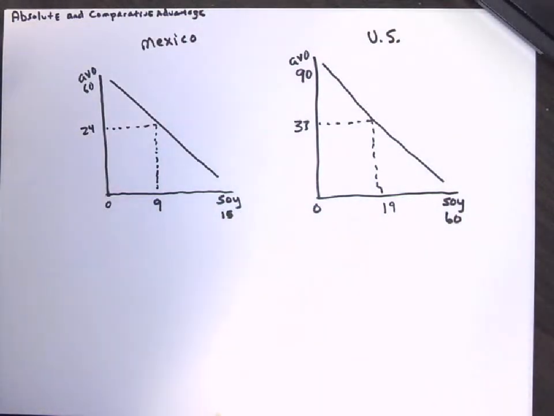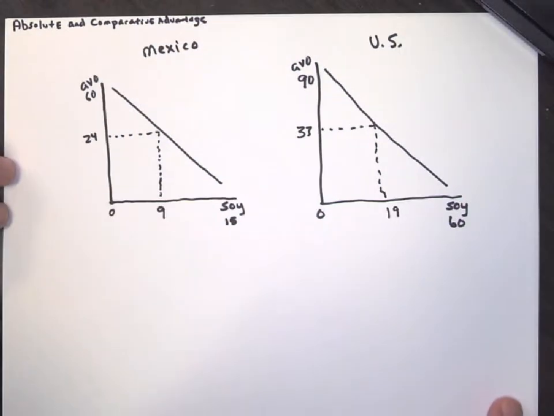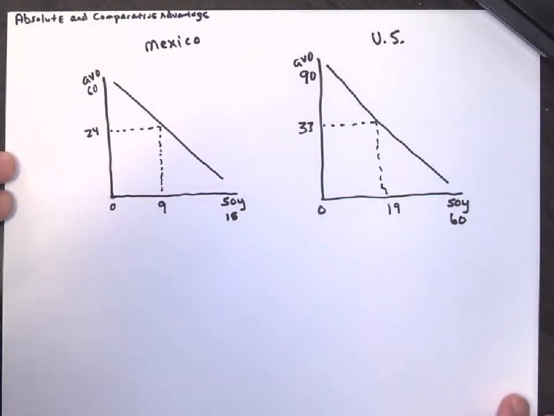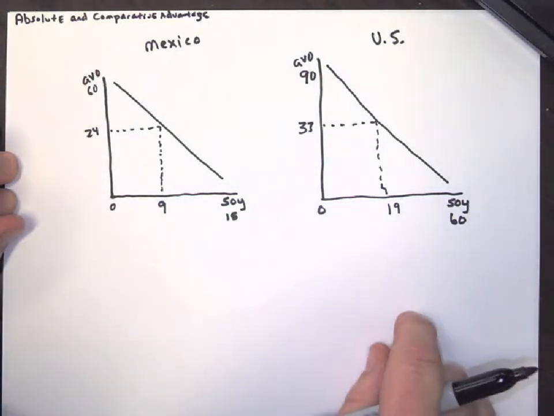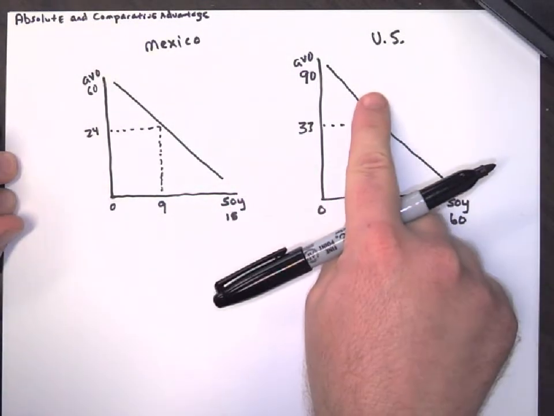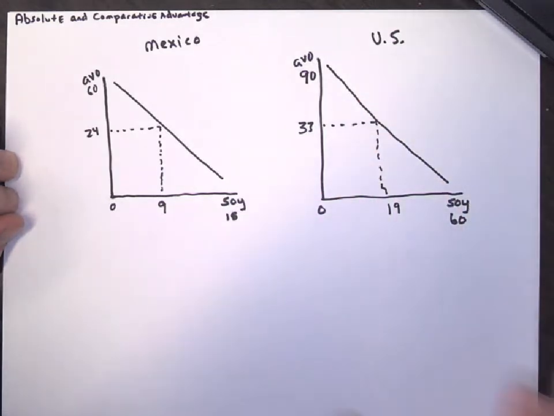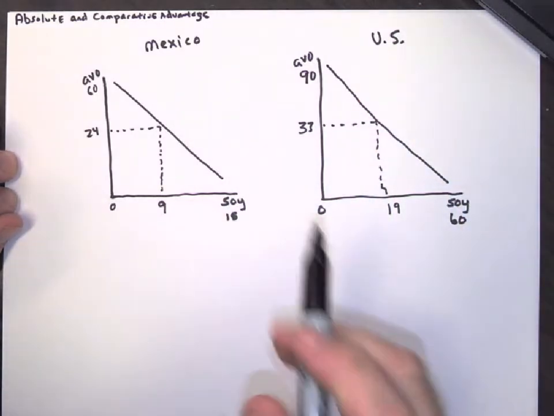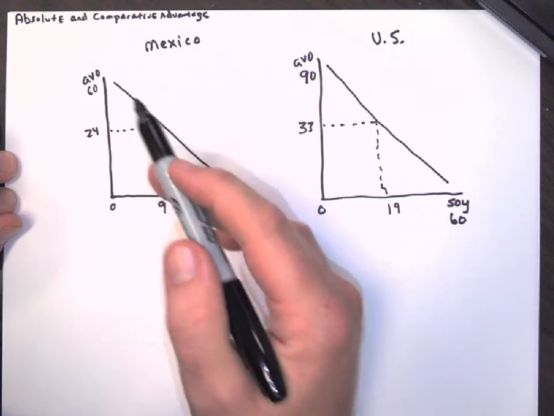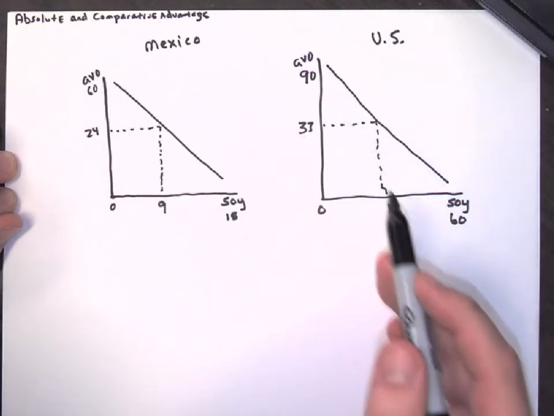Okay, today we're going to be going over absolute and comparative advantage. So what we have are two production possibility curves, one for Mexico, one for the United States. And in this model, there's only going to be these two countries and two items. So they both produce avocado and soy.